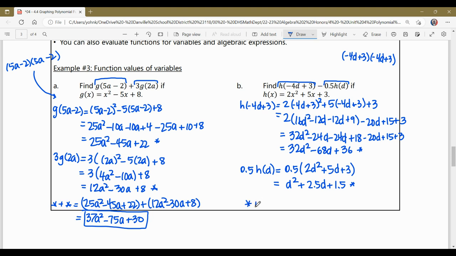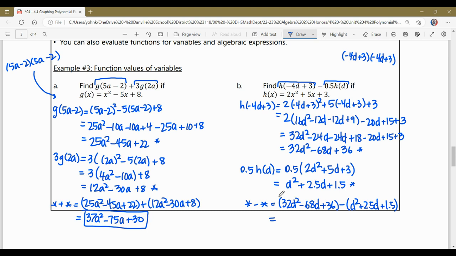Now I'm going to take my 2 stars and add them. Well, in this case, we're actually going to subtract them because the sign in between is a minus. So my first thing is 32d squared minus 68d plus 36, and I'm subtracting d squared plus 2.5d plus 1.5.